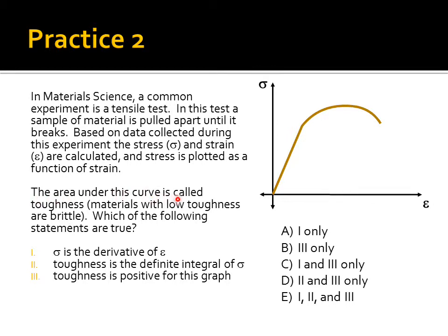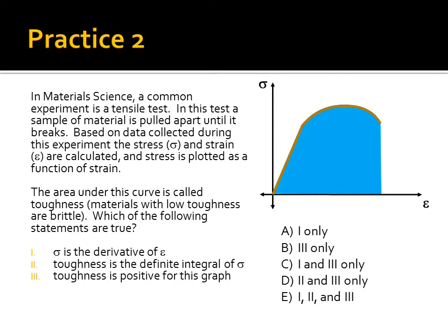The area under this curve is called toughness. So toughness is going to be that blue zone that just got filled in. Materials with low toughness are brittle. So, for example, glass is brittle, or at least brittle in the common everyday person's definition. Those of you who are in material science have a slightly different definition of brittle, but for those of us outside the field, low toughness means brittle.